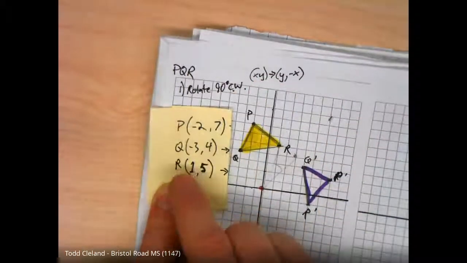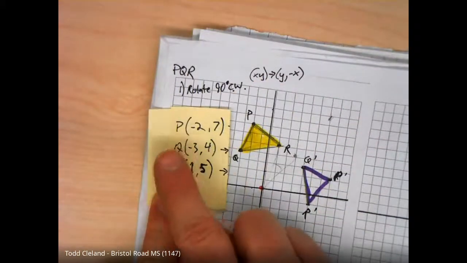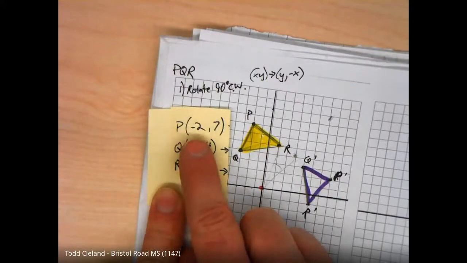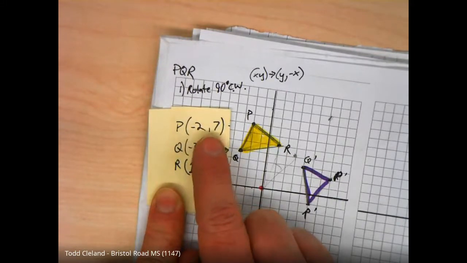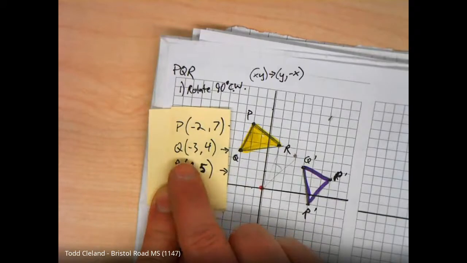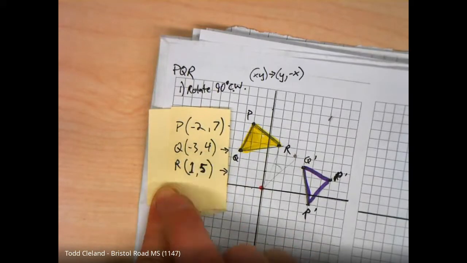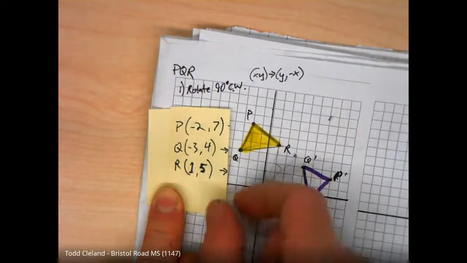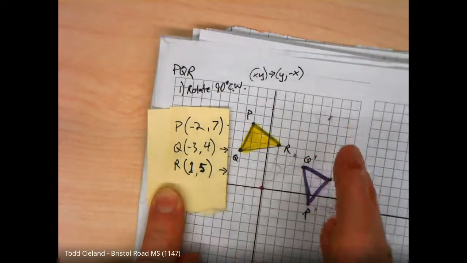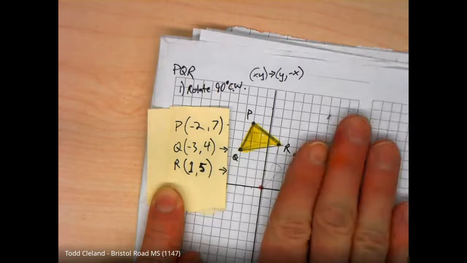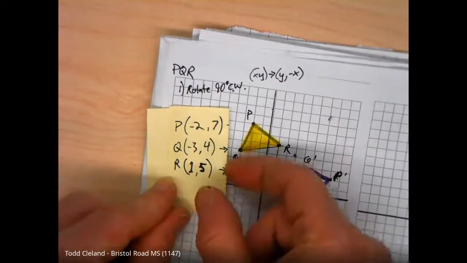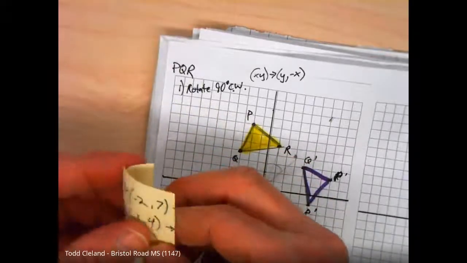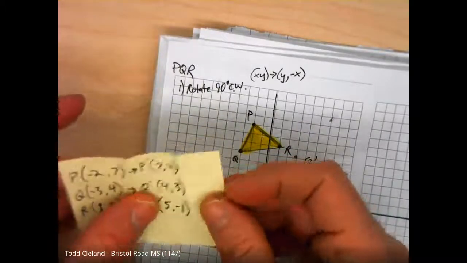So let's go through a couple of examples here. So P, the point is -2, 7. Q is -3, 4. And R is 1, 5. So when I run them through that operation, pause right now if you want to do it yourself. Take that away so you can't see. All right. In the meantime, we're here for getting an explanation. I'll unfold my Post-it notes. And you can take a look.